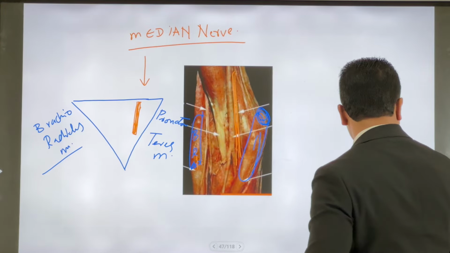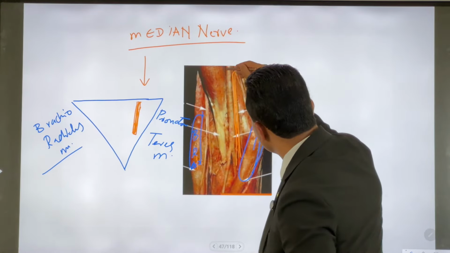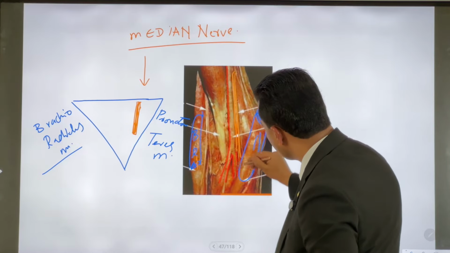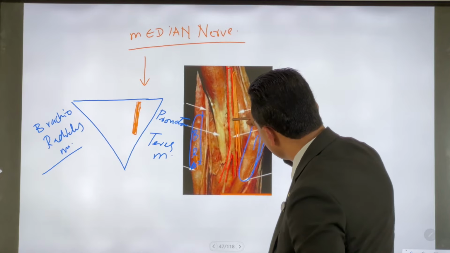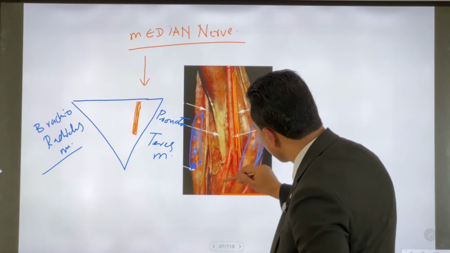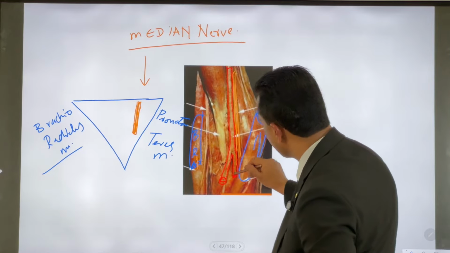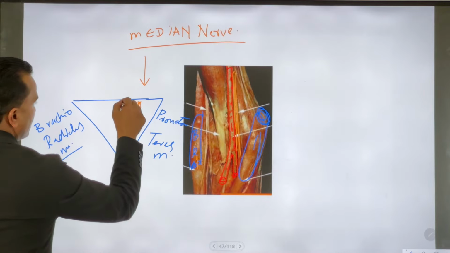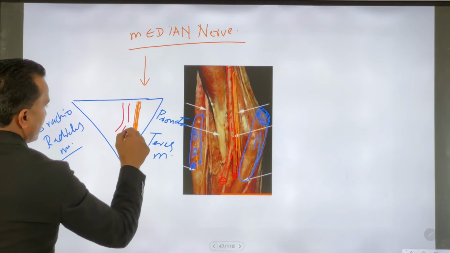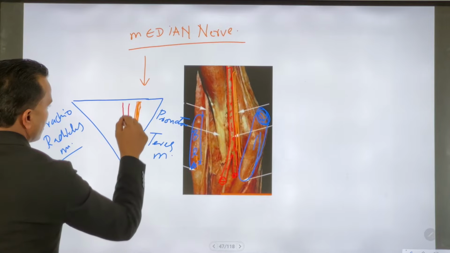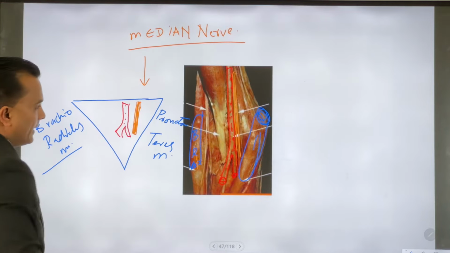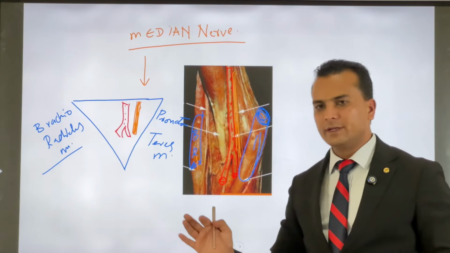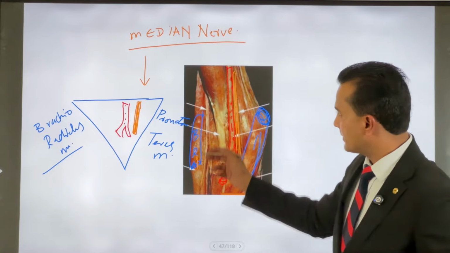Immediately next to the median nerve, you can see one of the major blood vessels, and it's dividing into two arteries. That's why I call this an end artery. This is the brachial artery. You see the brachial artery dividing into the radial artery and the ulnar artery. So immediately lateral to the median nerve, there is the brachial artery.